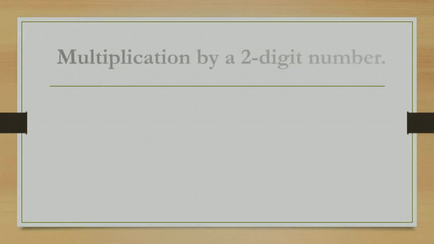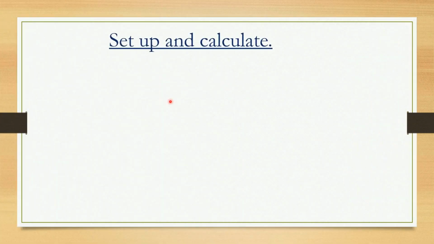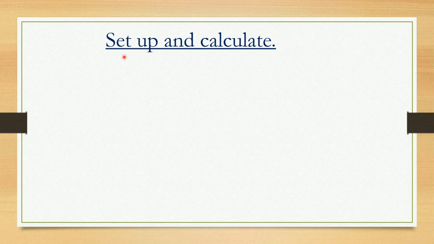Hello students, today's lesson is about multiplication by a two-digit number. We are going to learn this lesson through an example. We will set up and calculate the operation 748 times 23, and we will explain all the steps that we need to follow in order to solve this multiplication operation.